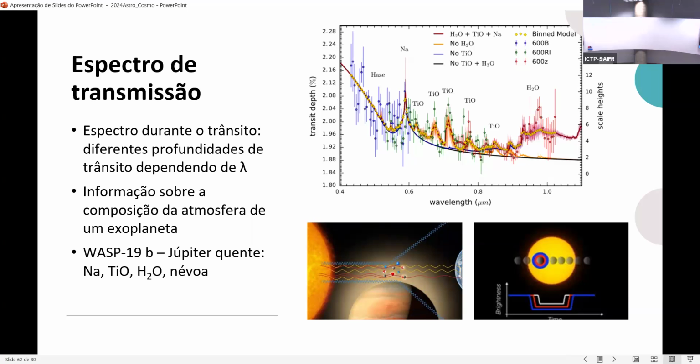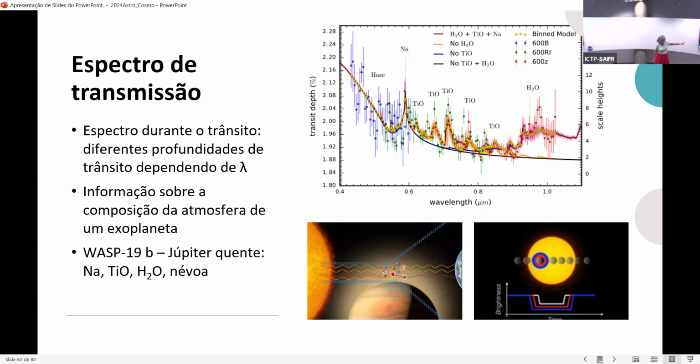Titanium oxide and sodium, and even a little bit of haze on the top of the atmosphere. And so this is what James Webb is trying to do: determine the composition of the atmosphere of exoplanets. It's not going to be able to detect oxygen in the atmosphere of an exoplanet. Not yet.